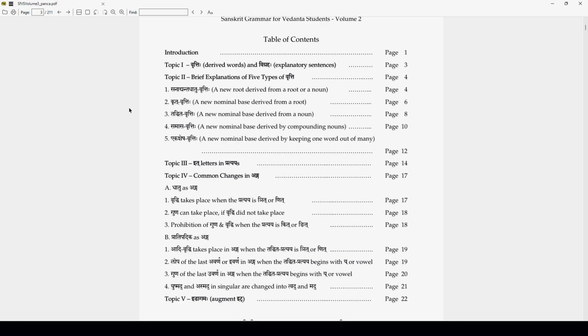Coming back to this, Panchavritti, vritti derived words, Sanadyanta Dhatu vritti, san, etc. These are the set of pratyayas.